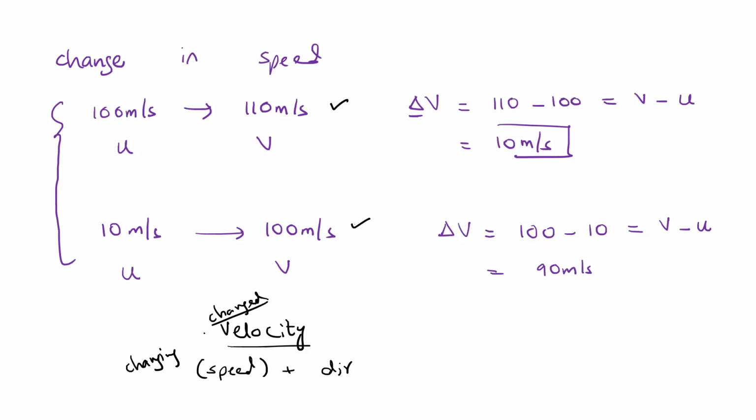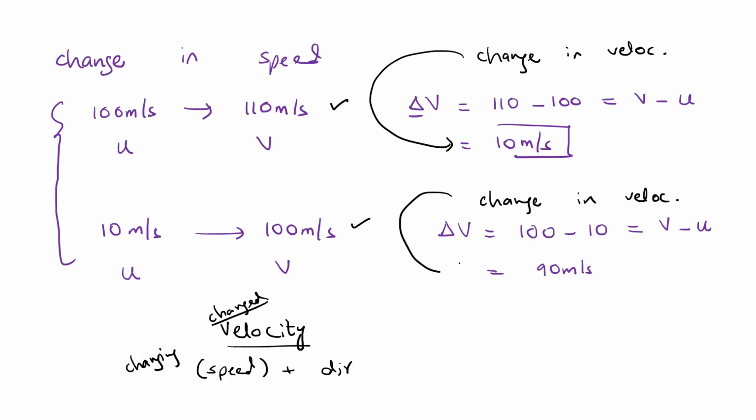So for the same question, if I ask, what's the change in velocity? So change in velocity is 10 meters per second. What's the change in velocity here? That's 90 meters per second. So can I say change in velocity is the same as change in speed? The answer is correct, that's fine. But it will only work if velocity changed due to change in speed. Do you guys get this?